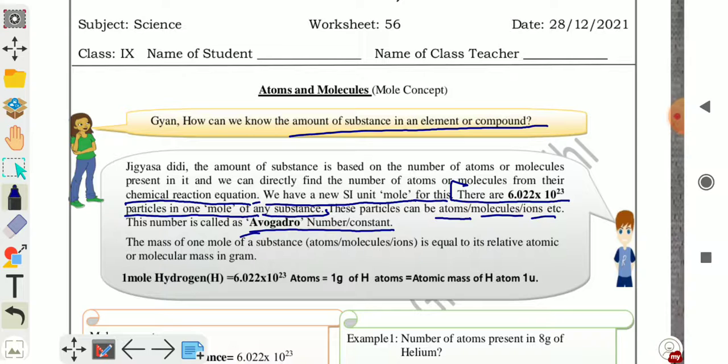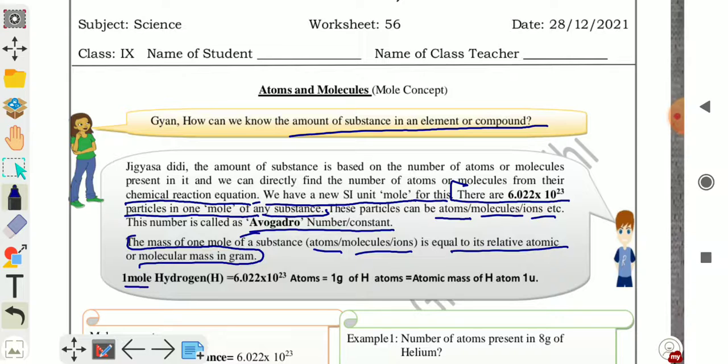The mass of 1 mole of substance, atoms, molecules or ions is equal to its relative atomic mass or molecular mass in gram. When we represent the atomic mass of an atom or molecular mass of a molecule in gram, then it is called gram molecular mass or gram atomic mass.